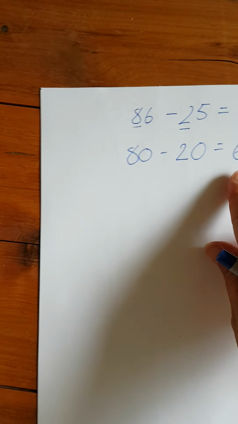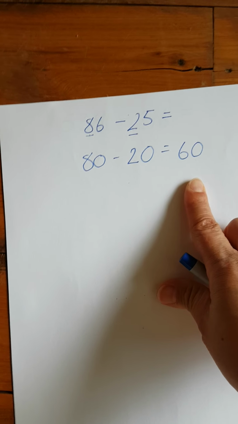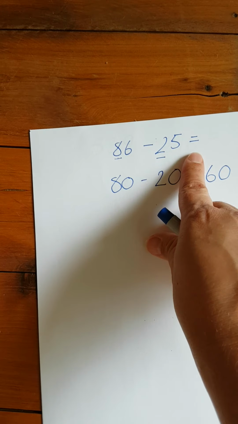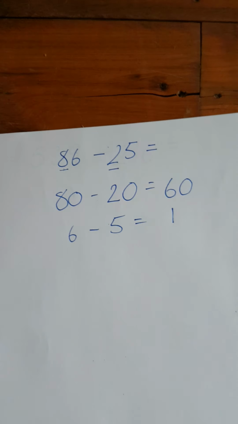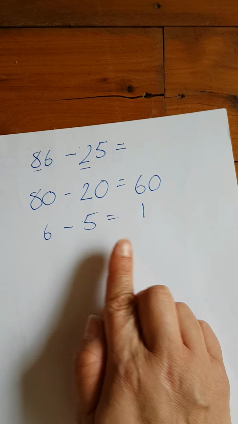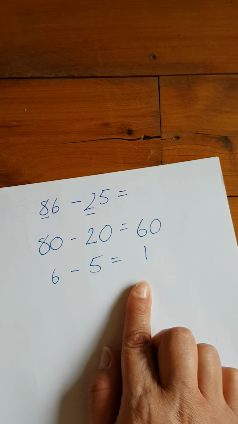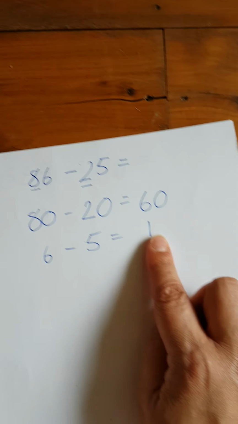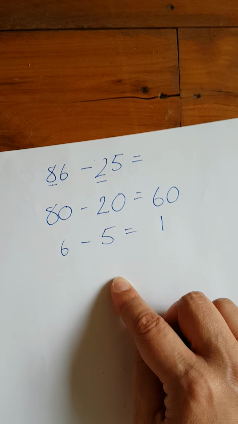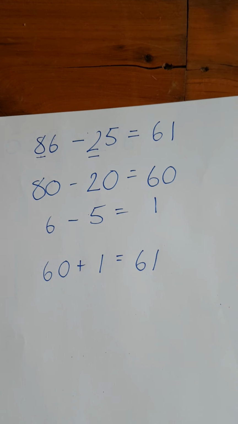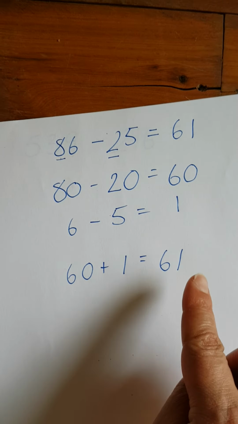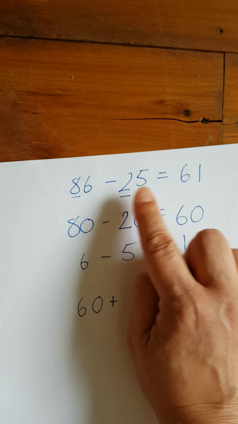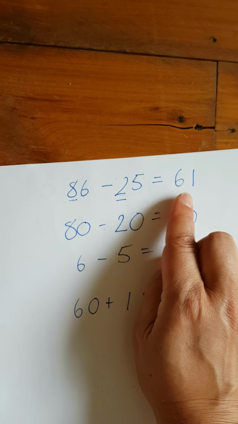So 80 subtract 20 equals 60, and the next step then is to subtract the 2 units. So we'll do 6 subtract the 5. Okay, so 6 take away 5 leaves 1. And now the last part, we've got the answer in 2 sections, a 60 and a 1. So the last part is actually to put these back together. So 60 plus 1 equals 61, and we put that back up here in our first number sentence. 86 subtract 25 equals 61.